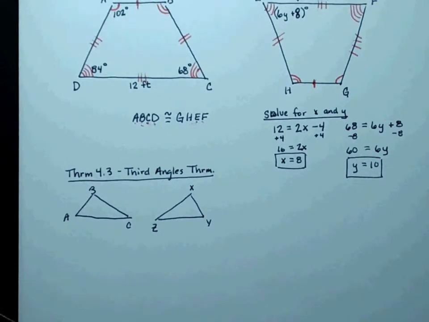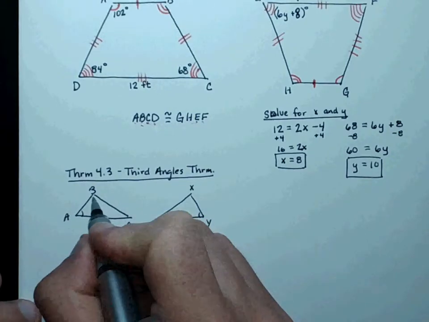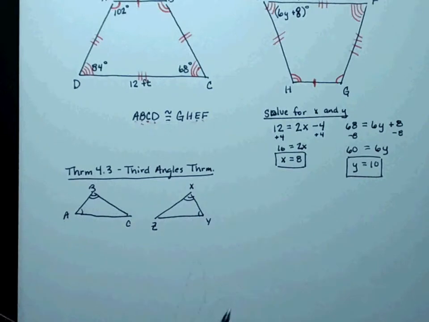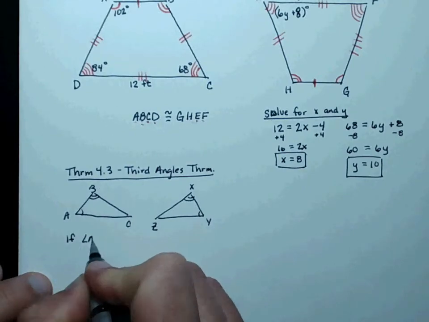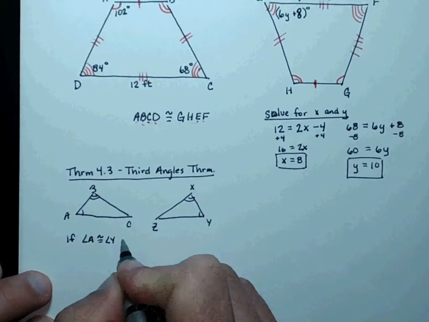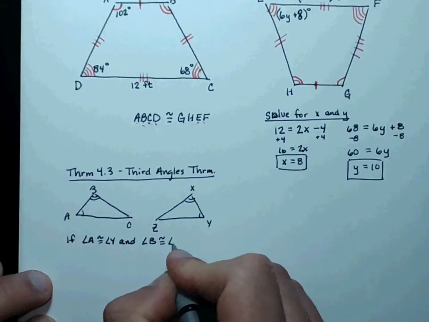It says that if two of the pairs are congruent, let's say A and Y are congruent, and B and X are congruent. If you have two pairs of congruent angles, then the third pair has to be congruent. That's what our third angles theorem says. It says if angle A is congruent to angle Y and angle B is congruent to angle X.